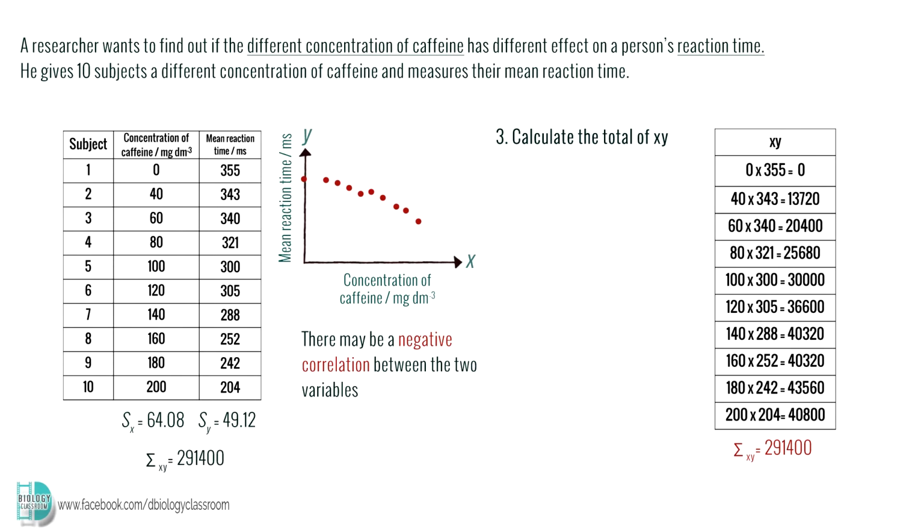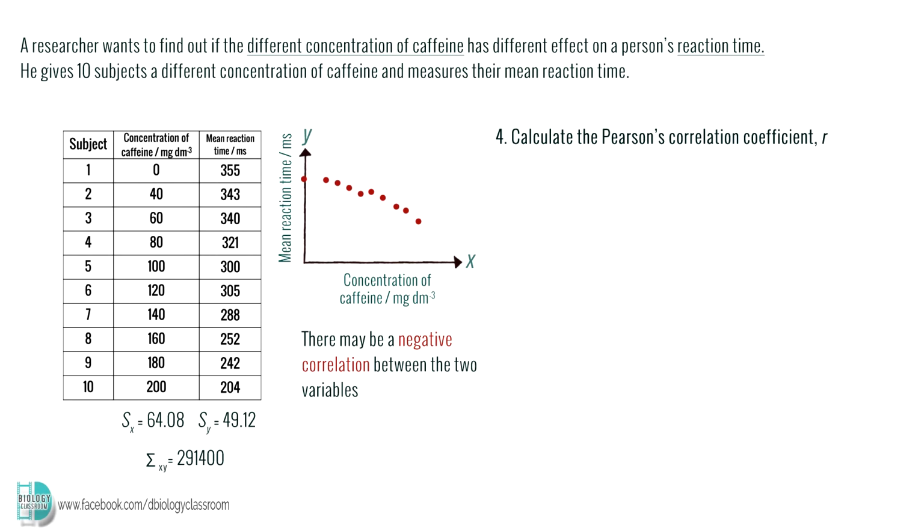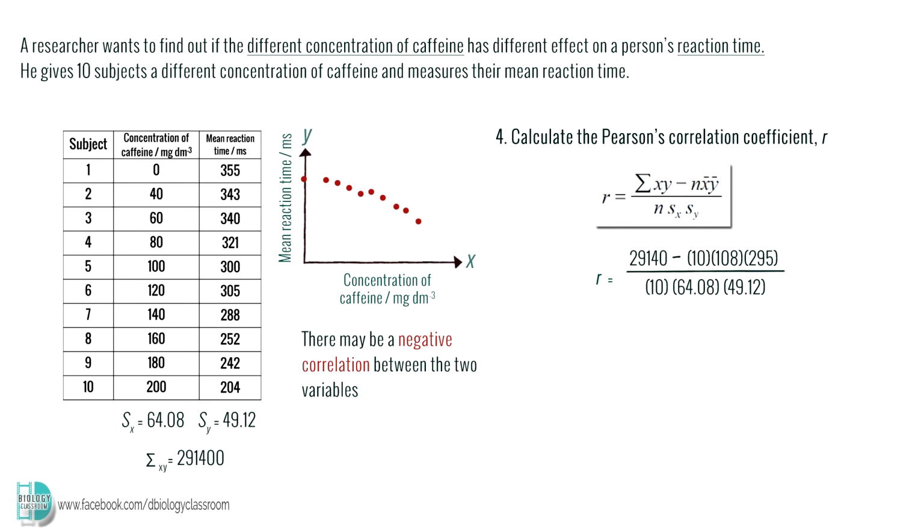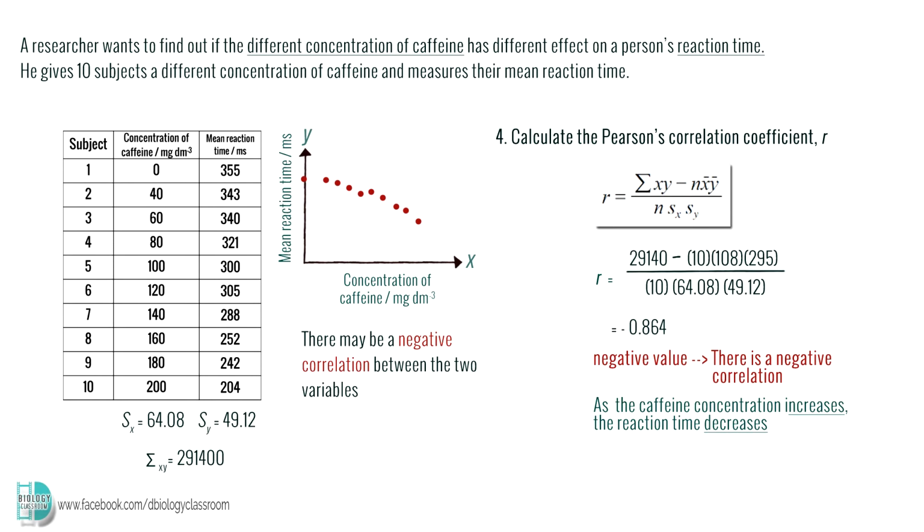Now we have all the data needed to calculate the Pearson's correlation coefficient. This is the formula. Fill in all of the values and you will find that r is equal to -0.864. This value indicates that there is a negative linear correlation between the variables. In other words, as the caffeine concentration increases, the reaction time decreases.